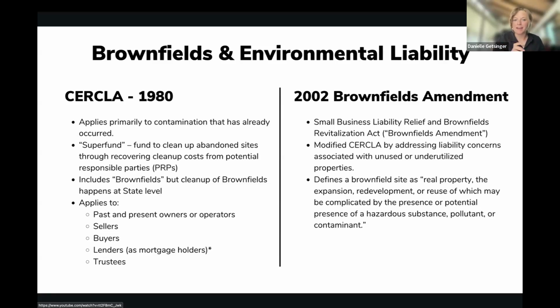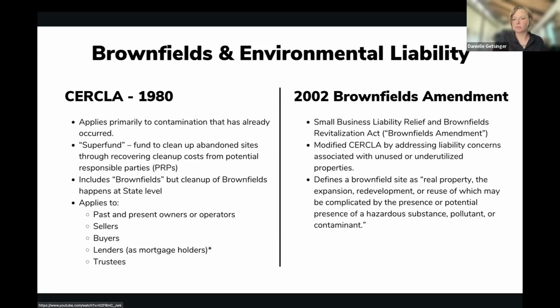But the caveat here is that they're going to then get their funding back. They're going to basically sue everybody who has had title or had a presence or had any link into that site, including just being a tenant. So that kind of scared a lot of people as developers wanting to acquire sites. It was a barrier, you don't want to get caught up in that kind of liability, which is why in 2002, there was a Brownfields amendment, which offered liability relief.